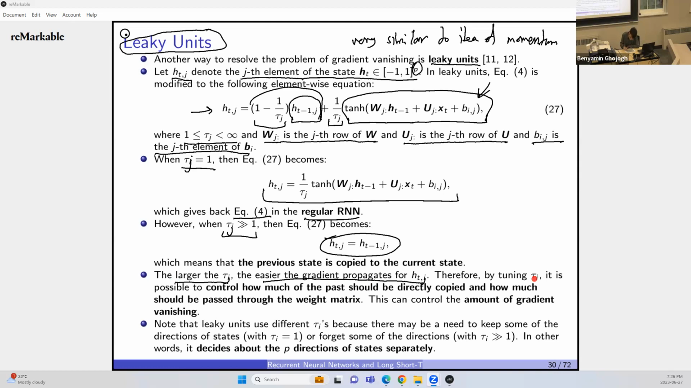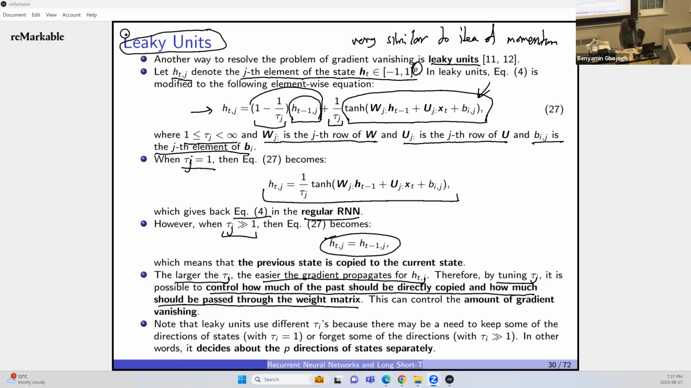Therefore, by tuning tau J, it is possible to control how much of the path should be directly copied and how much should be passed through the weight matrix. Do you agree? So if you set tau j to 1, it becomes just updated through the weight matrix W. If you set tau j to be too large, then it's exactly the previous state. So by controlling tau j, you can see how much you want to use the weight matrix and how much you want to copy from the previous state.